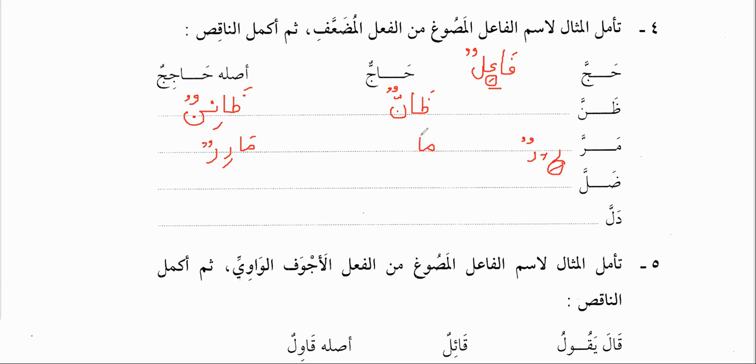So mim and alif remain. What about the two ra's? They become one. And we have a shadda and tanween. Marun, the one who passes. Marra, to pass. Dalla, to go astray. So do, li, lun. Following the fa'ilun structure.